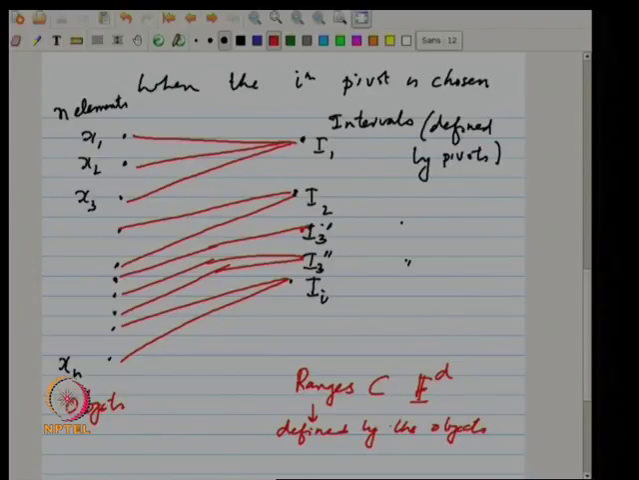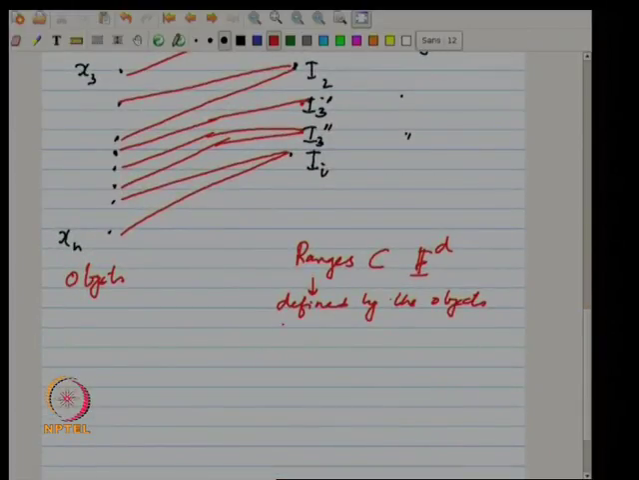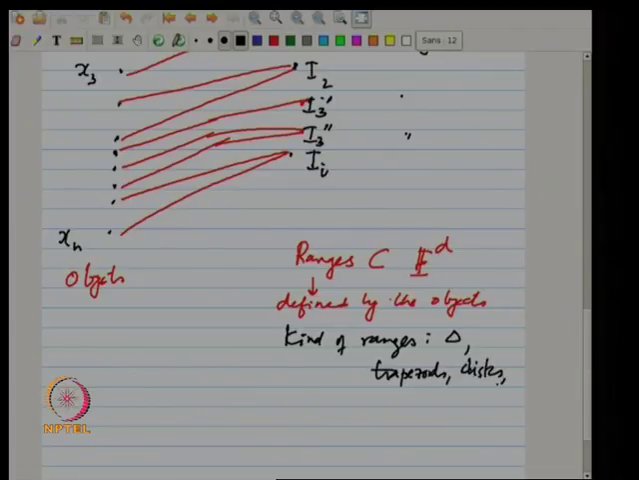So how many objects define them? All these things will matter. The kinds of ranges, as I said, could be triangles, trapezoids, discs; these are in 2 dimensions. In higher dimensions, they are the higher dimensional analogues of these things. So the ranges, we will define them depending on the problem.